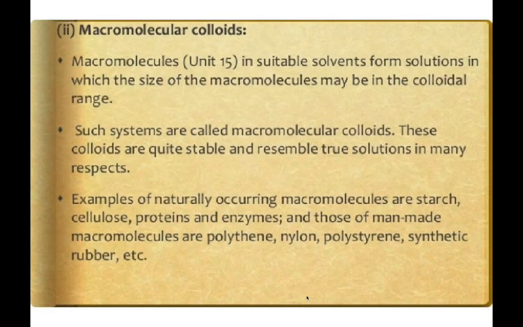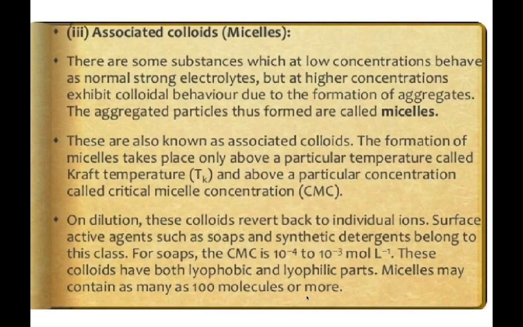Now macromolecular colloids: in a suitable solvent, macromolecules form a solution in which their size is in the colloidal range. These are called macromolecular colloids, and these are quite stable and resemble true solutions. Examples of naturally occurring macromolecules are starch, cellulose, proteins, enzymes and so on. Many man-made macromolecules are there, like polythene, nylon, polystyrene, synthetic rubber and so on.